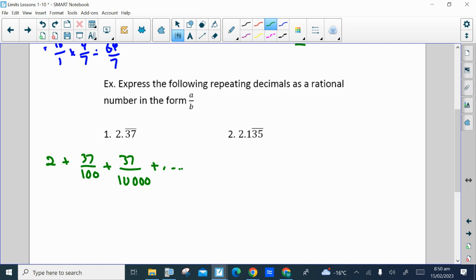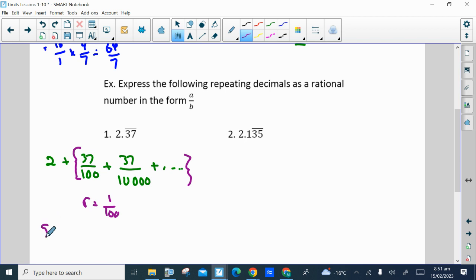So again, this is similar to the last example we looked at, because the geometric series actually doesn't start until the first 37 over 100. That's the first term of the geometric series. That's where you have a common ratio of 1 over 100. If you multiply 37 over 100 by 1 over 100, you'll get 37 over 10,000. And then you keep multiplying by 1 over 100.